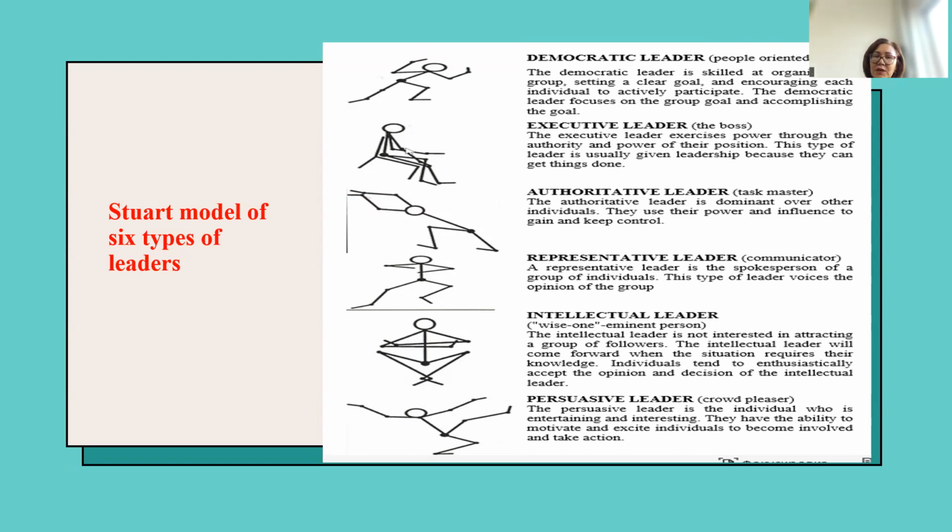The fourth type, according to the Stewart model, is the representative leader or communicator. The communicator or representative leader is a spokesperson of a group of individuals. This type of leader voices the opinion of the group. Next, the intellectual leader. The intellectual leader is not interested in attracting a group of followers. The intellectual leader will come forward when the situation requires their knowledge. Persuasive leader. The persuasive leader is the individual who is entertaining and interesting. They have the ability to motivate and excite individuals to become involved and take action.